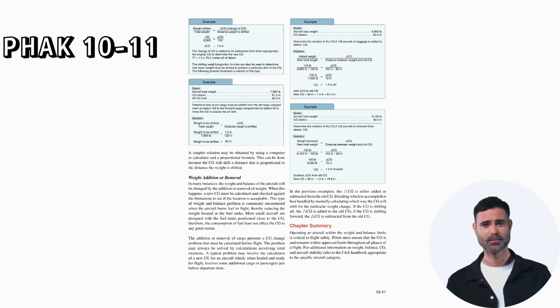Chapter Summary. Operating an aircraft within the weight and balance limits is critical to flight safety. Pilots must ensure that the CG is and remains within approved limits throughout all phases of a flight. For additional information on weight, balance, CG, and aircraft stability, refer to the FAA Handbook appropriate to the specific aircraft category.